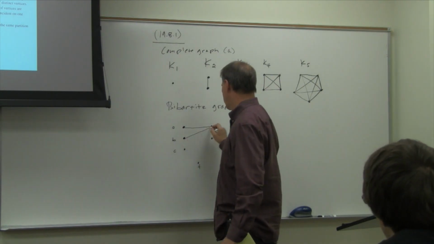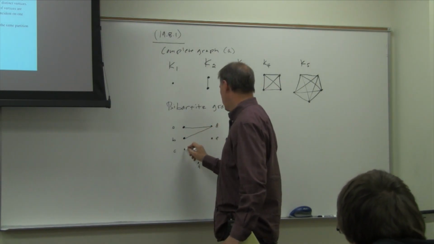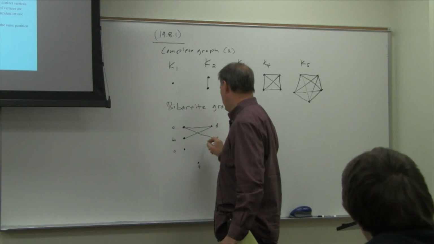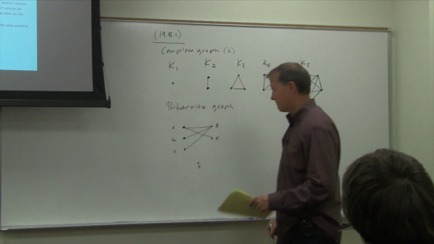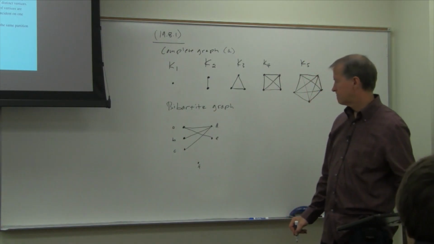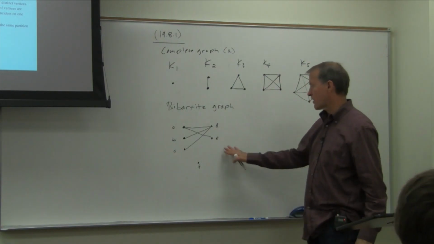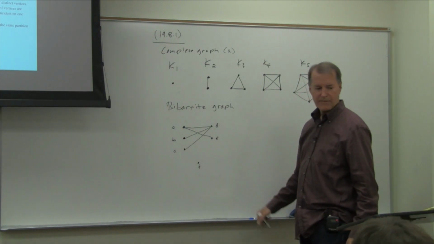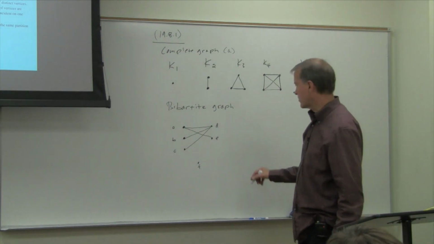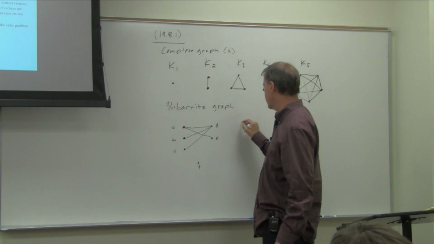Boom, boom, boom, boom. This is a bipartite graph, even though F's just hanging out there. Yeah, because what are the two? So what could a possible partition be?